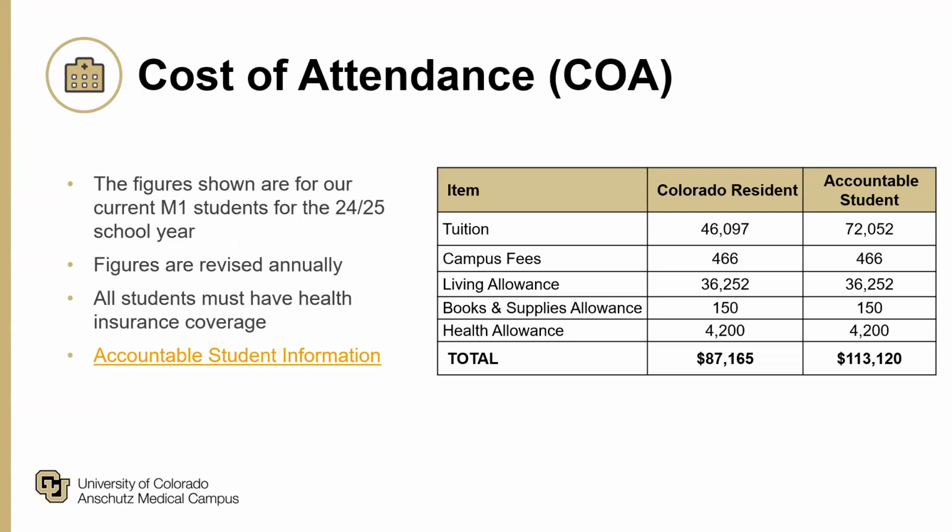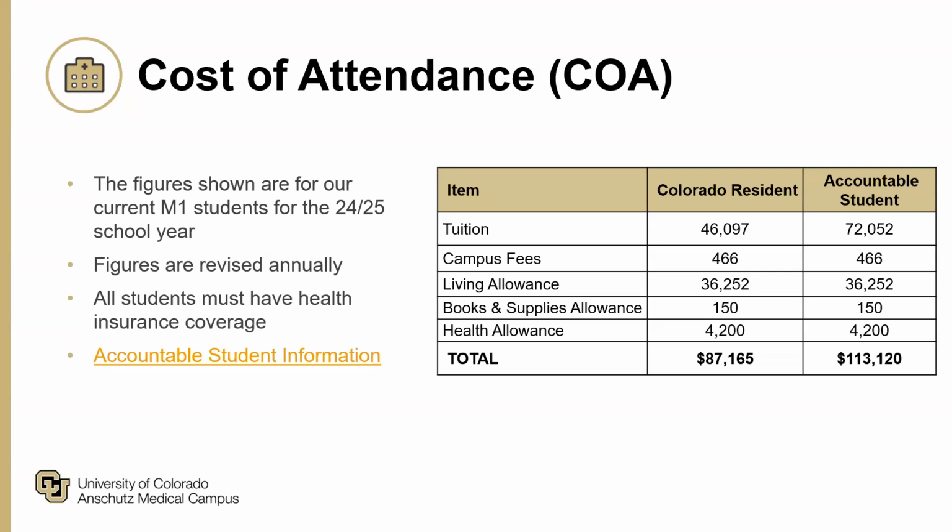It will include tuition and fees. It will include funds for books and supplies, living allowances to pay for your basic needs. And at CU, we include an allowance for health-related expenses. What you're seeing here on the screen is for our current first-year class for the 24-25 academic year. This is what I would consider to be a reasonable base estimate that you can use to start your planning for the upcoming first year of medical school.